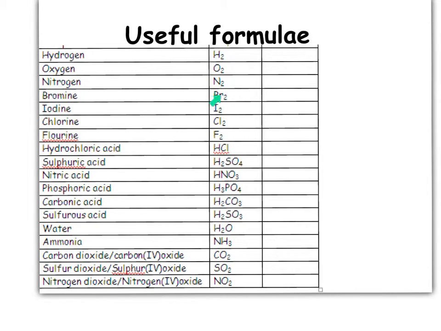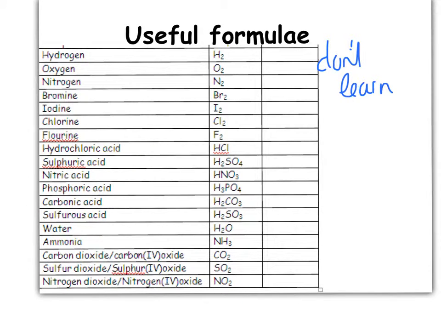These are things called diatomic gases: hydrogen, oxygen, nitrogen, bromine, iodine, fluorine, chlorine. The acids are all here: water and ammonia, NH3, which is different from ammonium, which is NH4+. And then you've got your carbon dioxide, your sulfur dioxide, and your nitrogen dioxide. Again, don't learn.